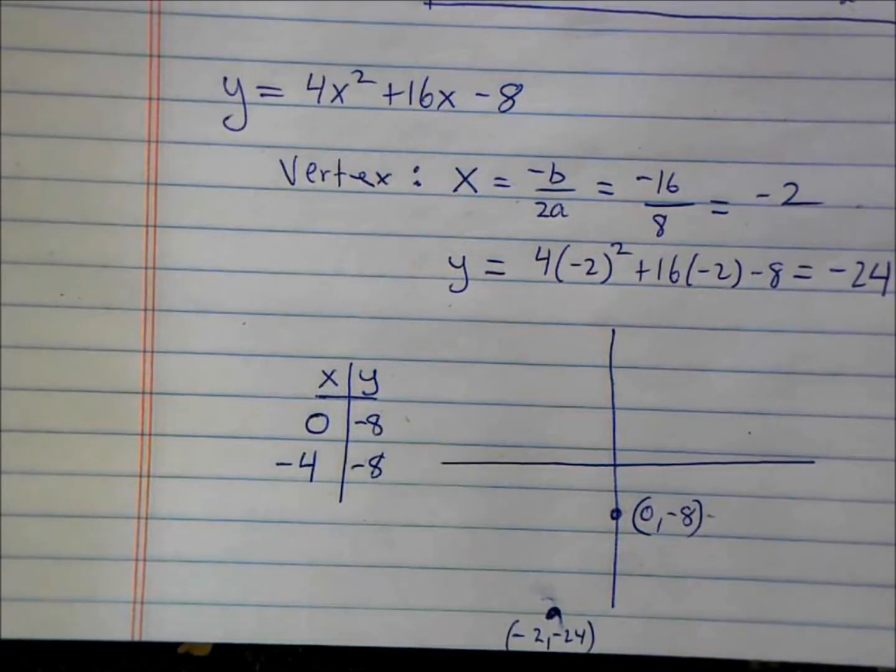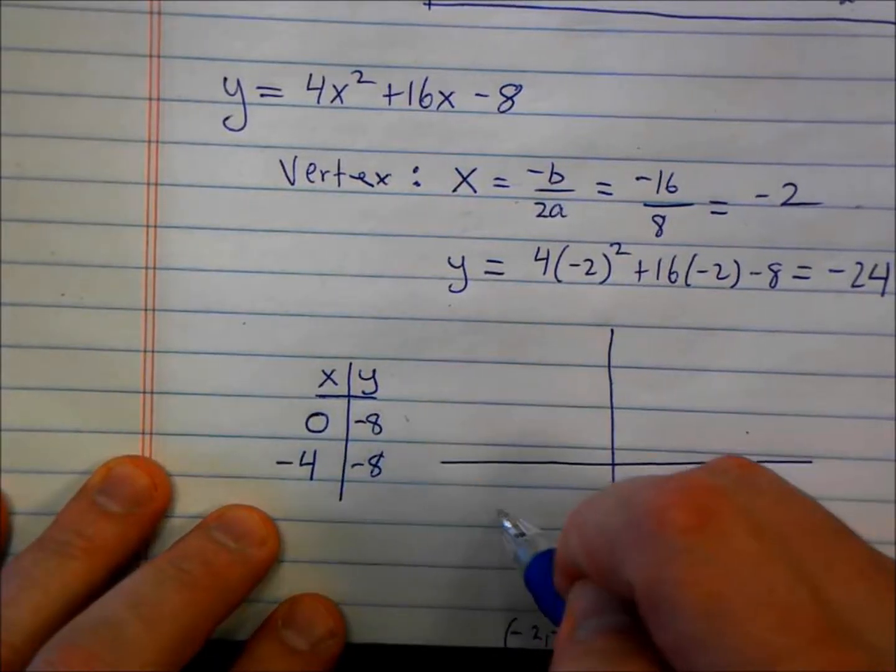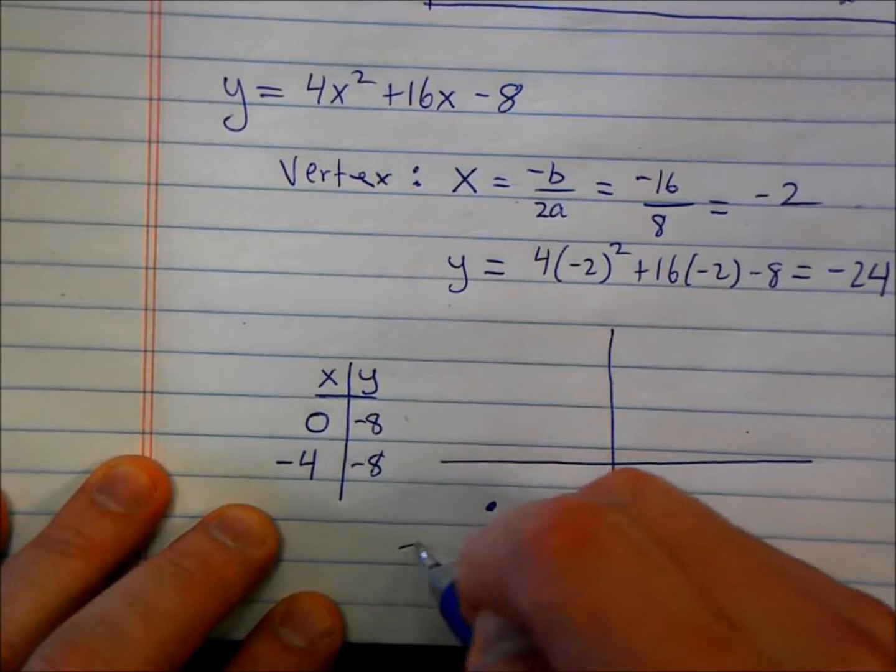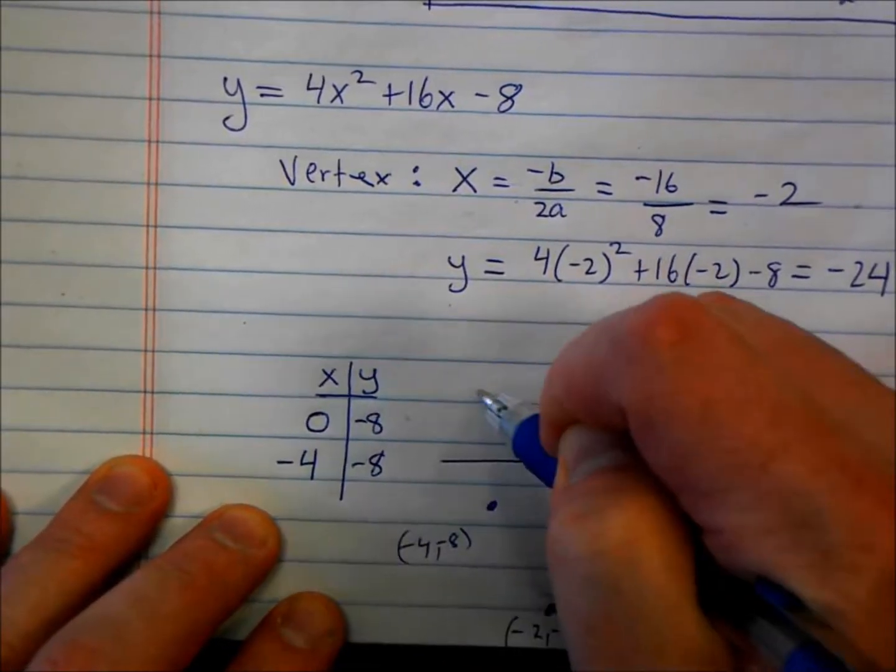So how many points do you really need to find? 1. Once you find 1, you really get another one for free, don't you? That's one of the beauties of parabolas. Once you have 1 point, you always get a second one for free. So I have negative 4, negative 8. And I can draw my parabola.